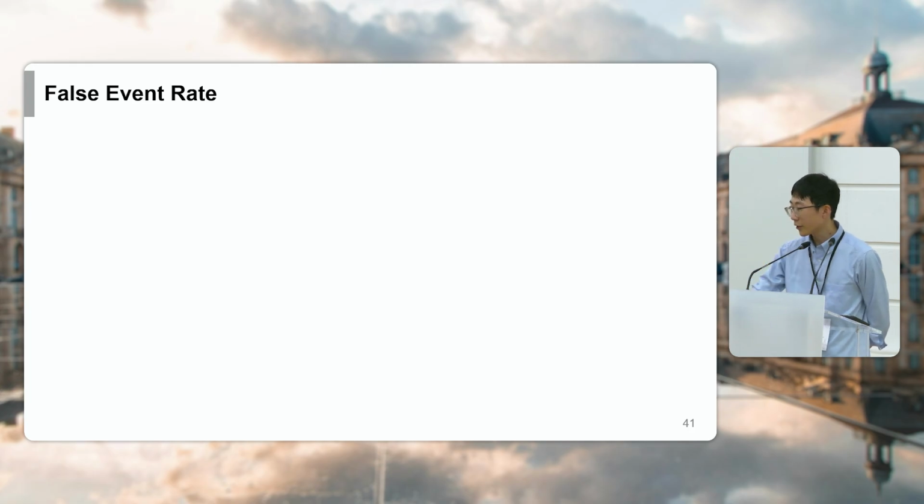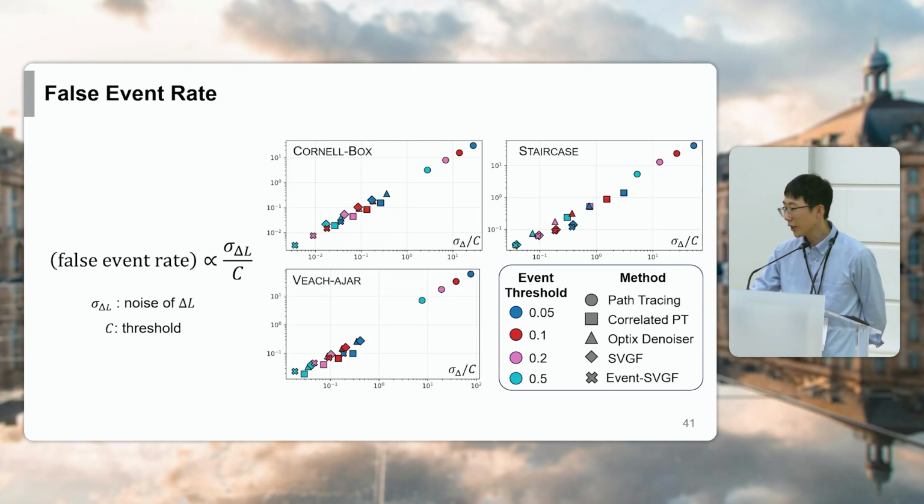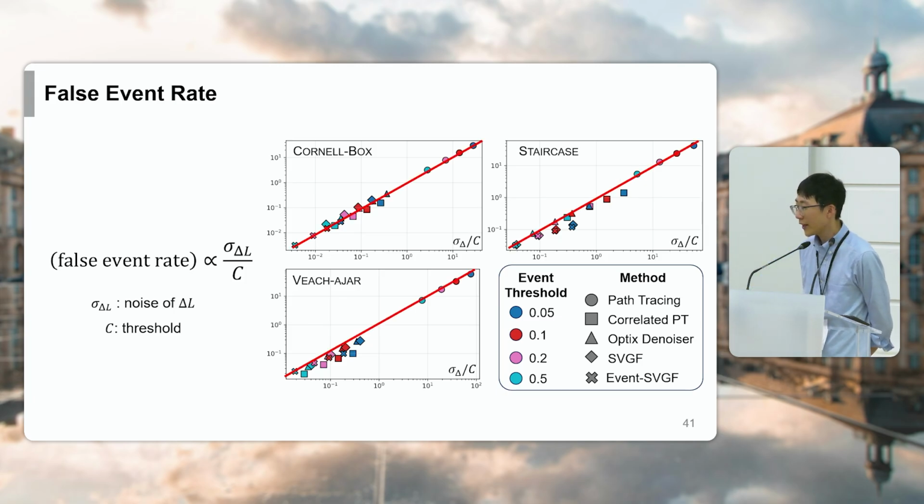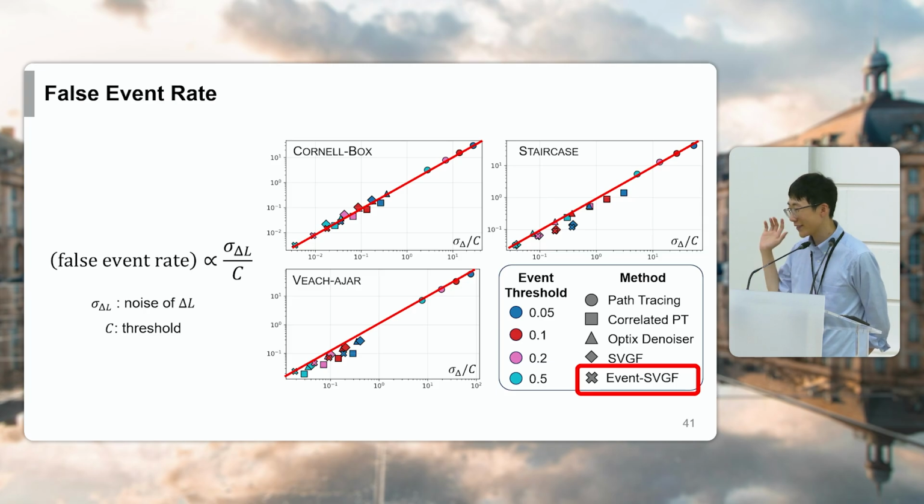We also analyze the false event rate under different event thresholds. Here, we can observe a clear linear relationship between the false event rate and temporal stability relative to the threshold size, highlighting the importance of reducing noise in temporal differences for reliable event camera simulation. As you can see, across all of the settings, our proposed event SVGF consistently achieves the best performance.